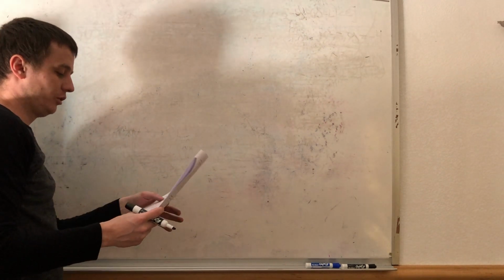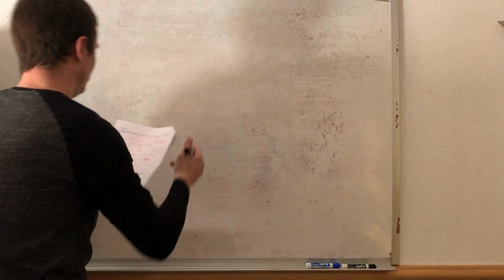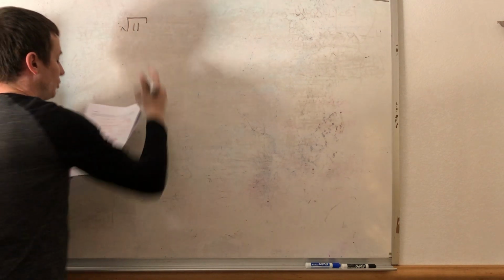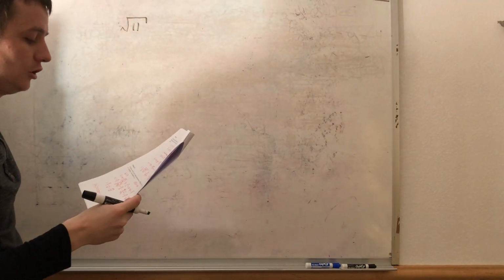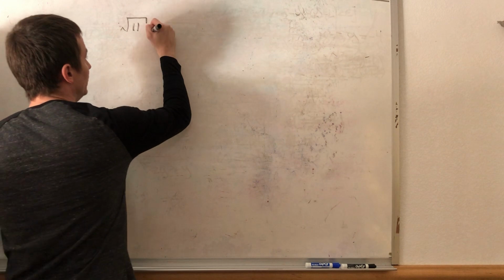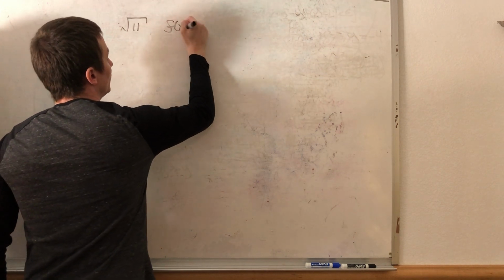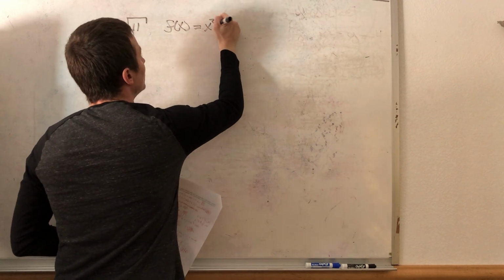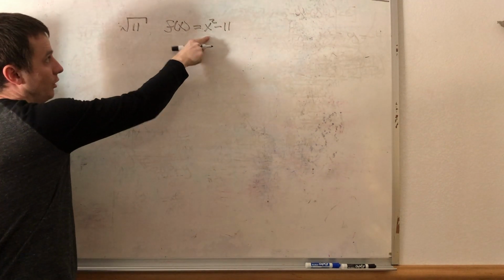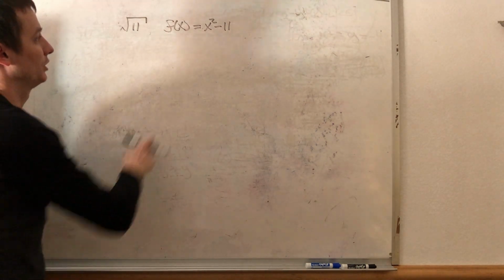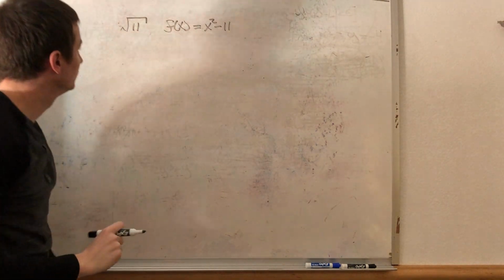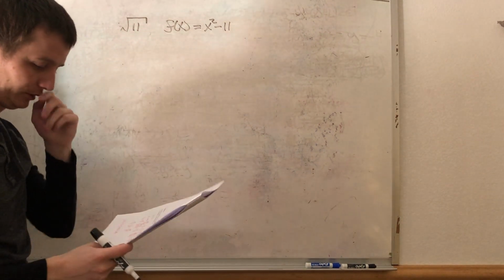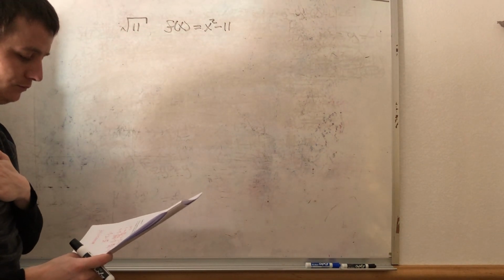Next one is to use Newton's method to get a decimal approximation of the square root of 11. So we're trying to approximate the square root of 11 using Newton's method, and I tell you to use the equation f of x is equal to x squared minus 11. Notice that a root of this is the square root of 11. The square root of 11 is a number that makes that equal to 0, so it's a root of that equation.